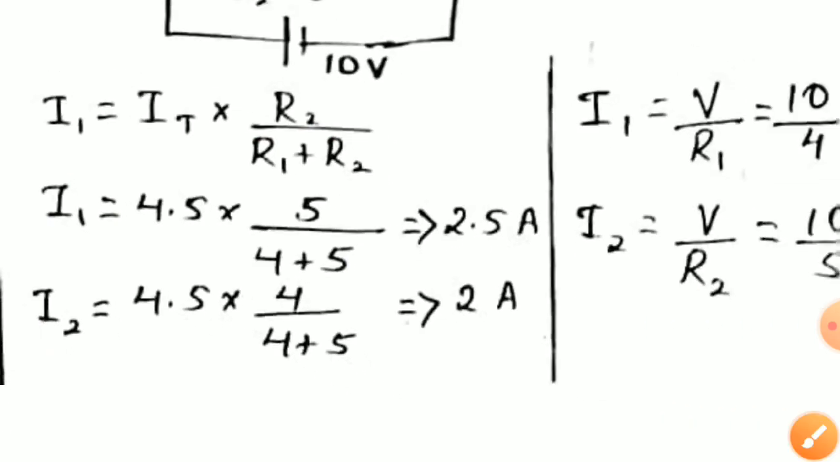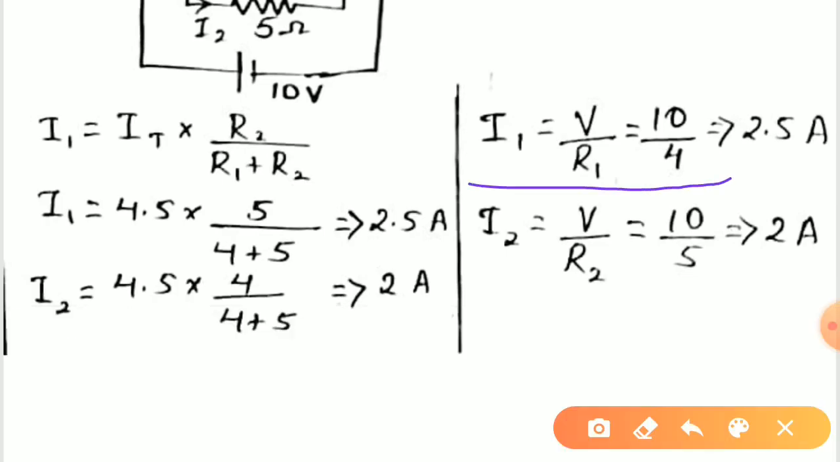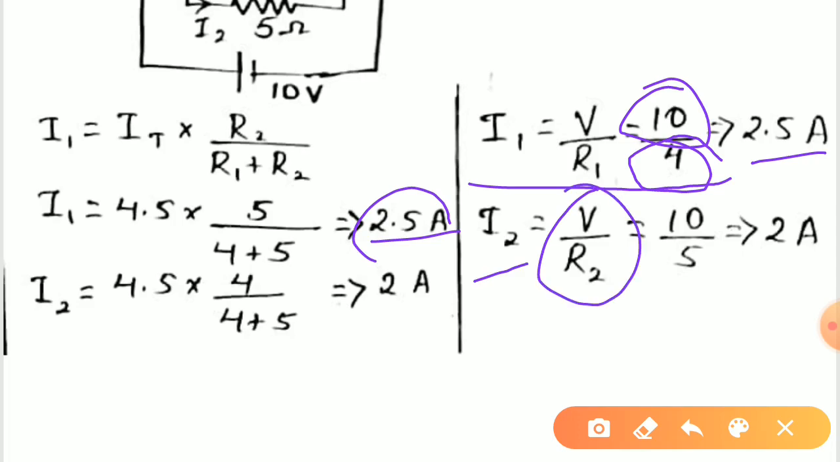The same question can be solved using Ohm's law. So we get I1 is equal to V by R1, that is the voltage value is 10 and R1 value is 4, we get 2.5 amp. Similar to the current division rule, for I2 we have V upon R2, so this is 10 upon 5, we get 2 amp. This is a simple question.